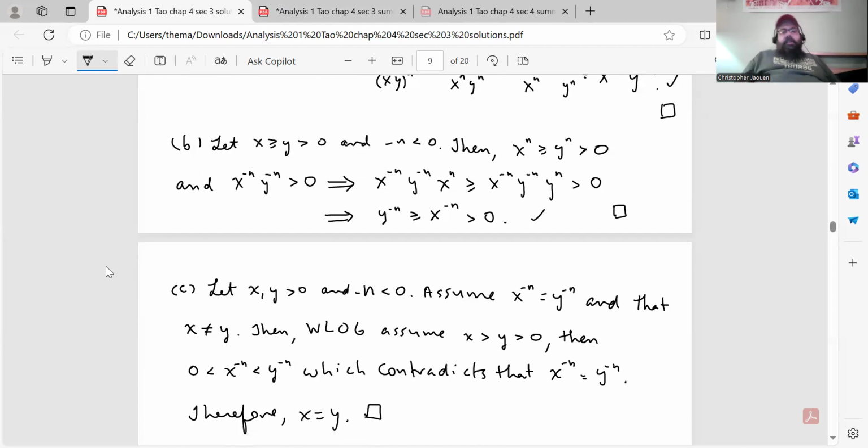So let x greater than or equal to y greater than 0 and negative n less than 0, then x to the n is greater than or equal to y to the n greater than 0, and x to the minus n times y to the minus n is greater than 0, which implies that, here I'm multiplying everything by x to the minus n times y to the minus n. When you simplify everything, you get y to the minus n is greater than or equal to x to the minus n greater than 0, and that proves that part.